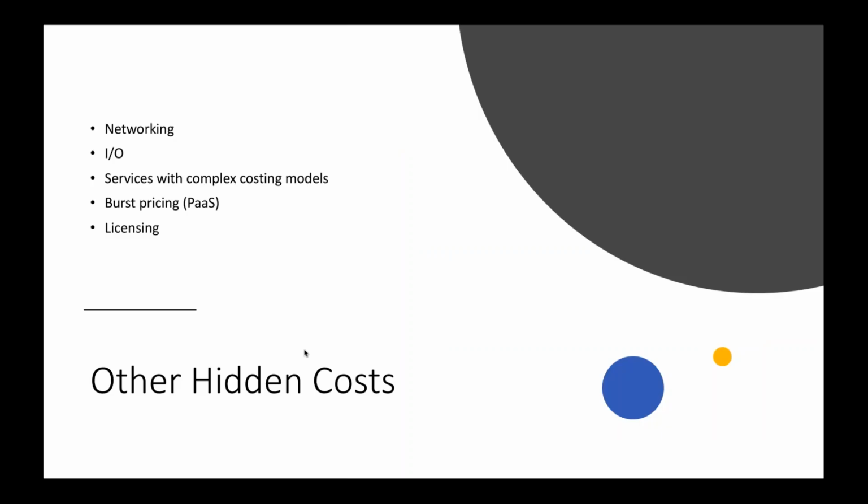So some other hidden costs, we've talked through most of these, but networking is usually the biggest. I/O, if you have disks that are metered. Services that have complex costing models, like that Cosmos example I was talking about, where you could get burst pricing if you're accelerating too much. In general, those services tend to save you money, but they're less predictable, so that can be a little bit frustrating for a lot of folks.